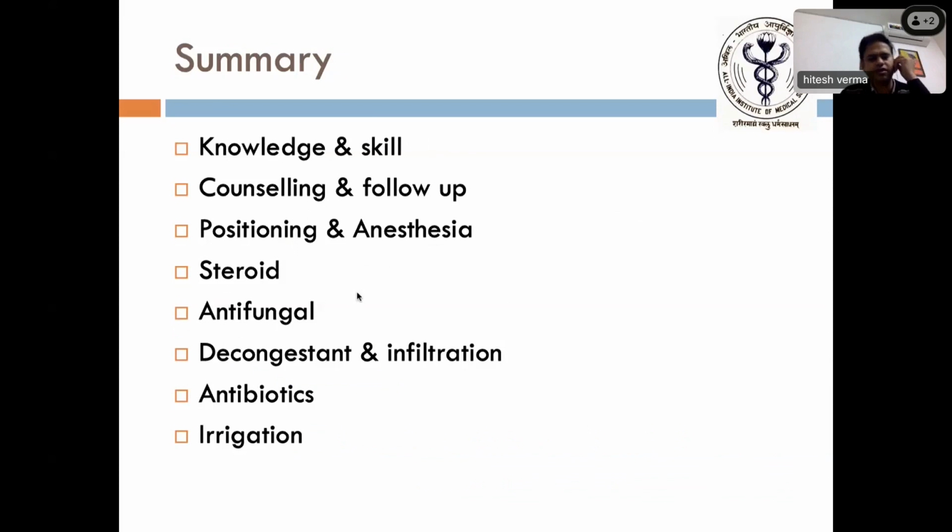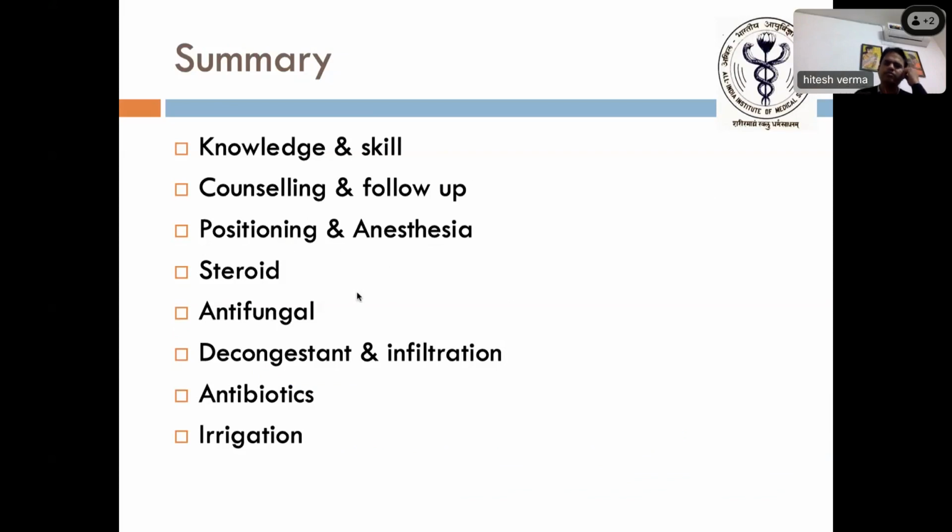So in summary, the surgeon should know the anatomy very well and should assist enough number of cases before venturing into the surgery. And counseling is very important, especially in cases of nasal polyposis, because the cause is allergy and we are dealing with a secondary problem, that is polyposis. We are not removing the allergy, so the risk of recurrence is there. So the patient should be well aware about the follow-up.